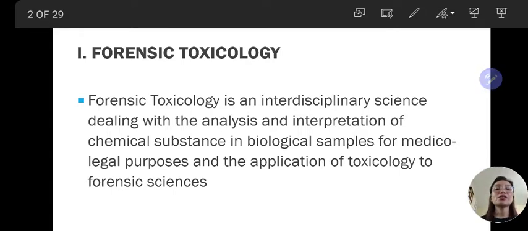So, forensic toxicology is an interdisciplinary science dealing with the analysis and interpretation of chemical substances in a biological sample for medical legal purposes and the application of toxicology to forensic sciences.